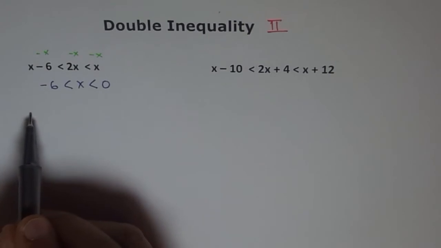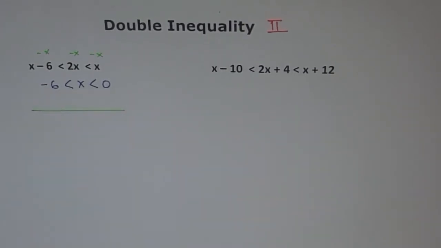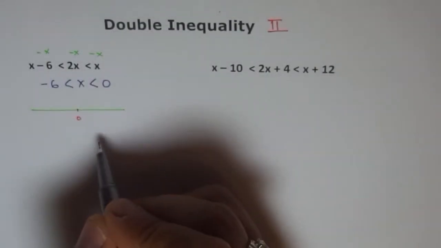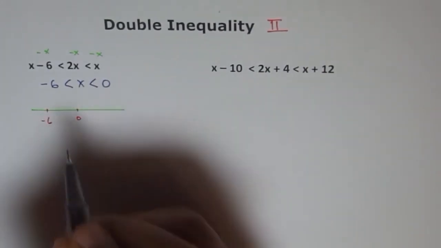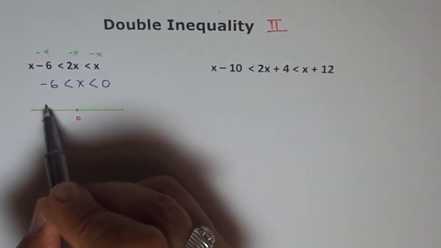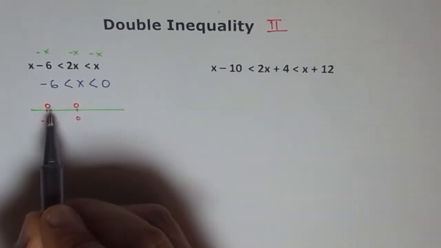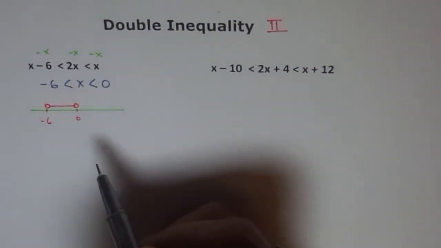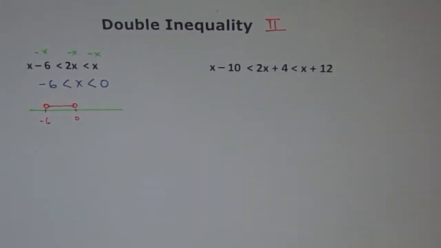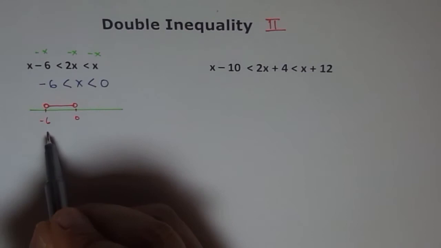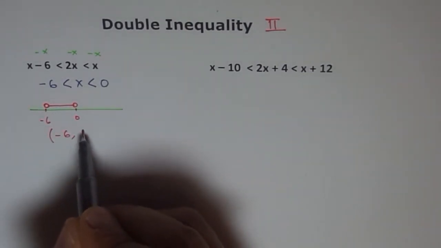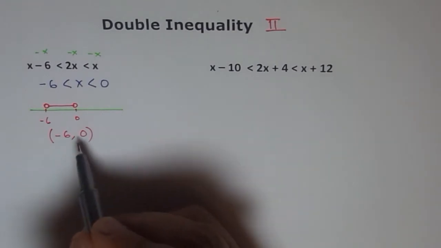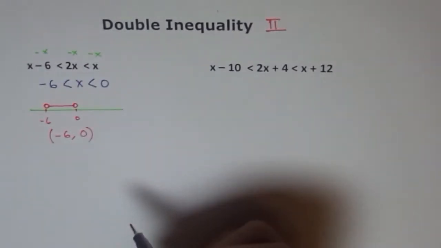Now here, this answer can be represented on a number line, and on a number line, I can say if this is my number line and here is my 0, and let's say here is my minus 6, then these two numbers are not included, so I will write here 0 and I'll connect them like this. Okay, so that is my solution on a number line, correct? Fine. If I have to write this in interval notation, then I can write like this. The solution is from minus 6 to 0, both are not included. That is my value of x, which will solve this inequality.